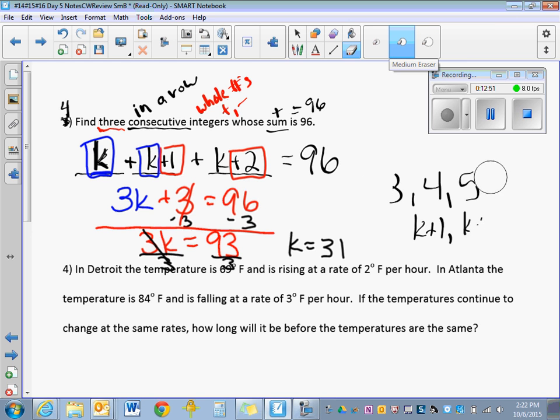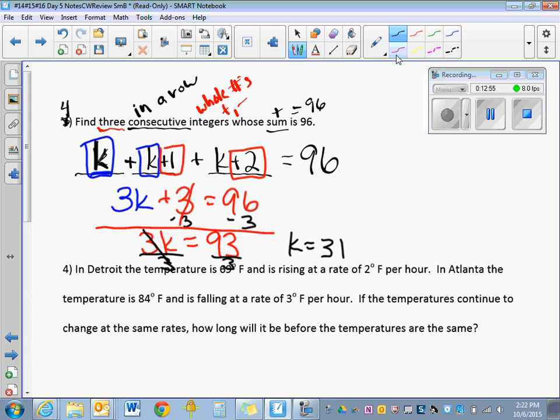Let me make some room here. Wait, what was that one? That was just an example. You can leave it there. I just am running out of room.